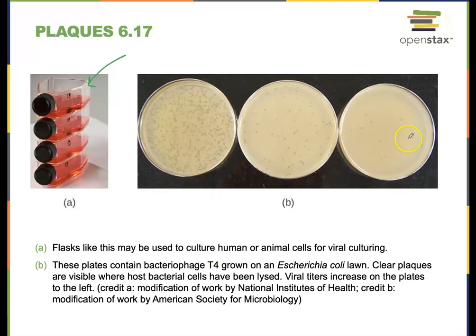And then this is just an example of some plates with E. coli grown on them. They look milky white, milky yellow because of the bacteria. And those plaques are where the bacteriophage has lysed the cells. The viral titers increase on the plates to the left, right? We can see that there's not much virus in this one, but as we go this way, the virus increases in number.